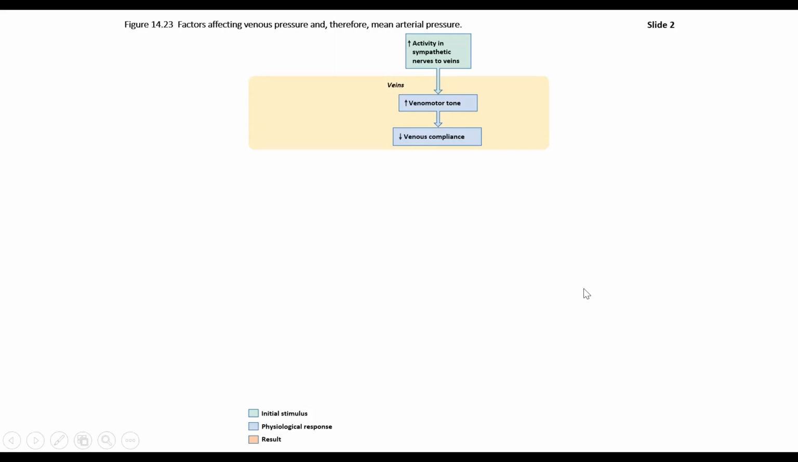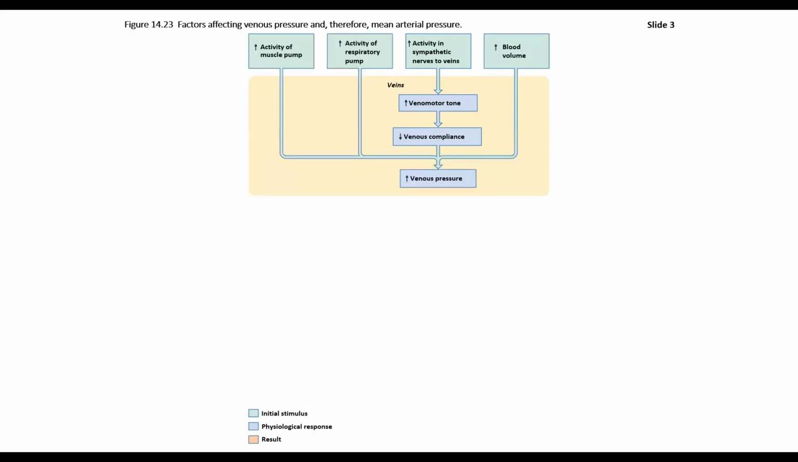Okay. So let's start going through this flow chart here as a way to kind of review all of this. So if we increase the activity of sympathetic nerves to the vein, again, think here, norepinephrine binding to those alpha adrenergic receptors, we allow that smooth muscle to constrict or contract. That increases venomotor tone and that decreases venous compliance. Remember, venous compliance is the obedience of our veins.